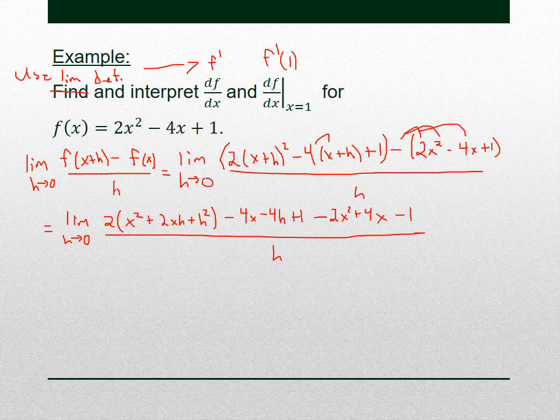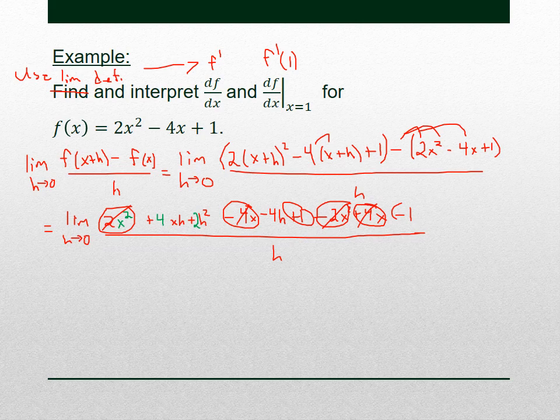All right, now let's distribute this 2 over here. So this would become what? I don't want to rewrite this, so I'm just going to erase some things. If we were to drop those parentheses, we'd get 2x squared. And then it was 2 times 2xh, so that would be 4xh. And then the 2 times h squared would be 2h squared. And I'm going to squeeze that in there. Okay, so that's distributing that 2.